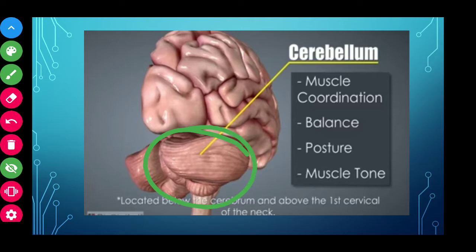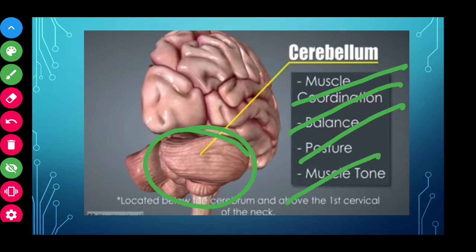Let's see cerebellum, the part below the cerebrum. It is responsible for the muscle coordination, balance and maintaining posture and muscle tone.